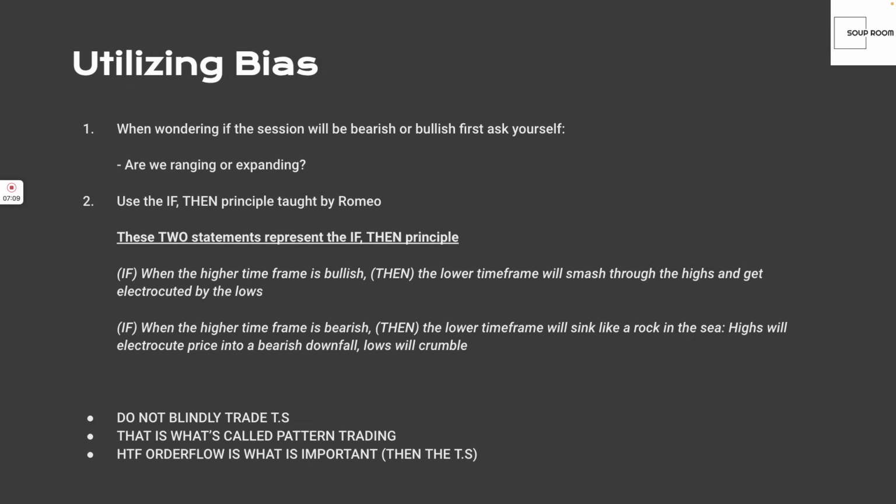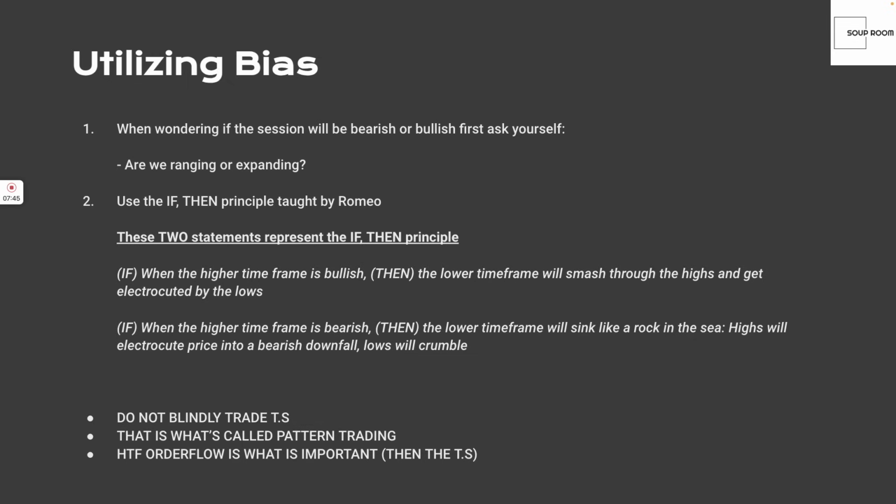Number two, this is step 2 in using the bias. Use the if-then principle. This is taught by Romeo. Here is the core foundation behind the principle. If the higher time frame is bullish, then the lower time frame will smash through the highs and get electrocuted by the lows. What does this mean?